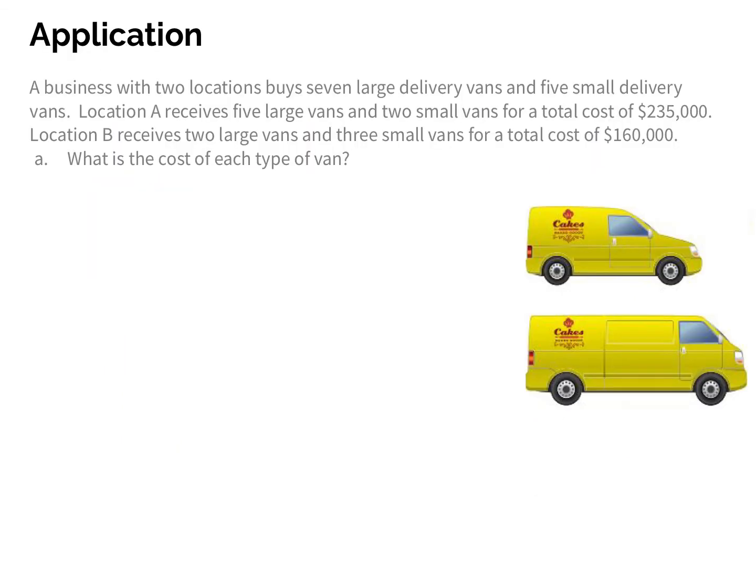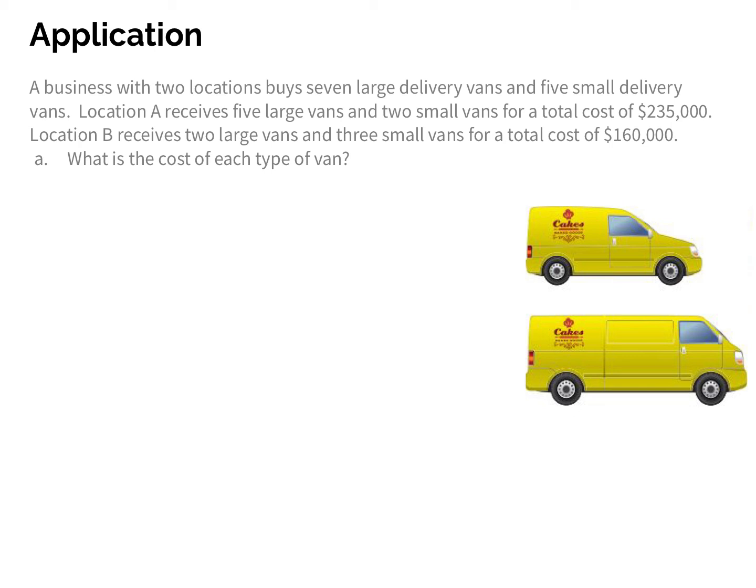Another one of these dreaded word problems. Now we have large vans and small vans. We have a business with 2 locations buying 7 large delivery vans and 5 small delivery vans. Location A receives 5 large vans and 2 small vans for a cost of $235,000. Location B receives 2 large vans and 3 small vans for a cost of $160,000. I want to know what's the cost of each van.